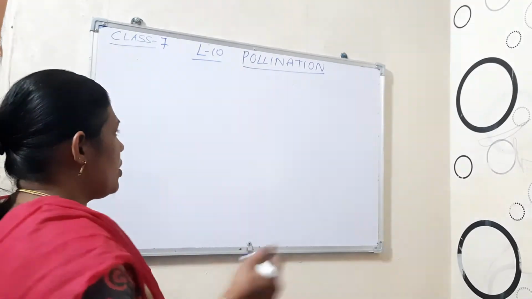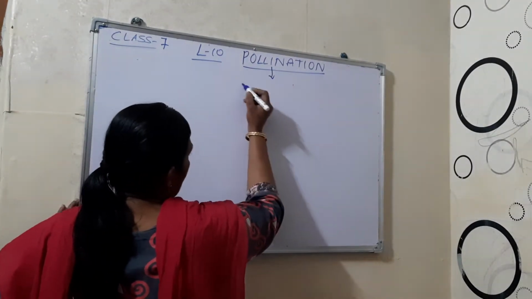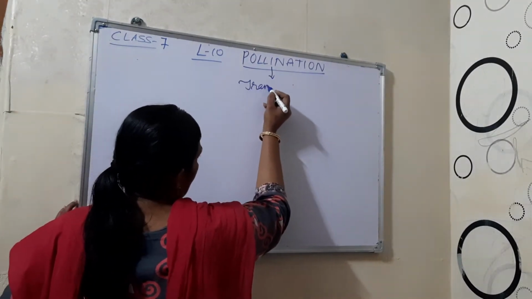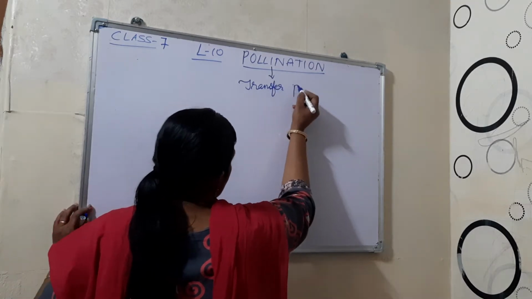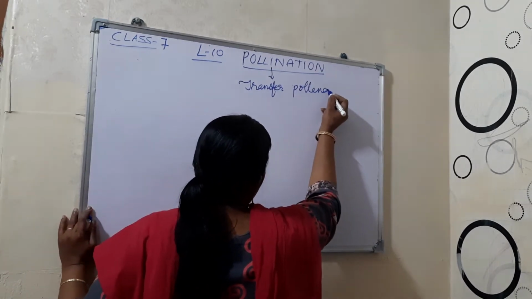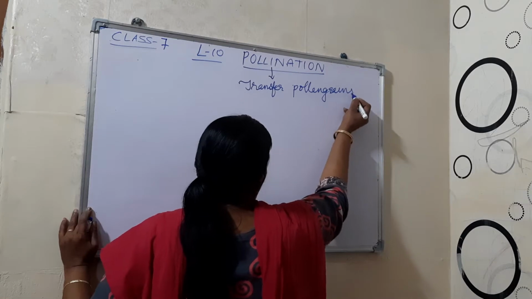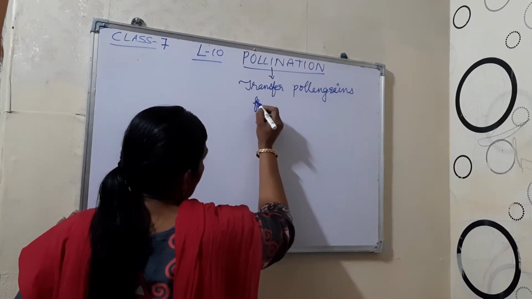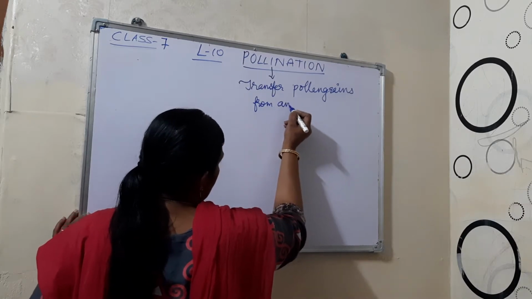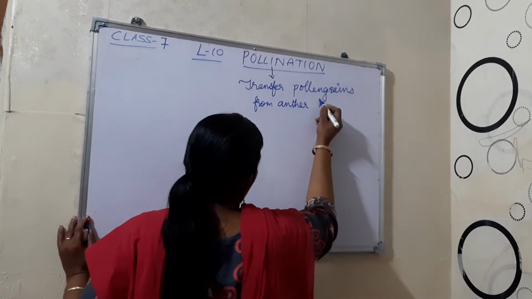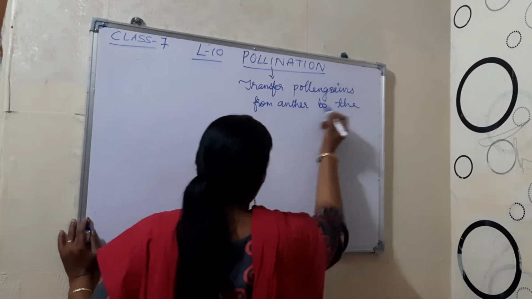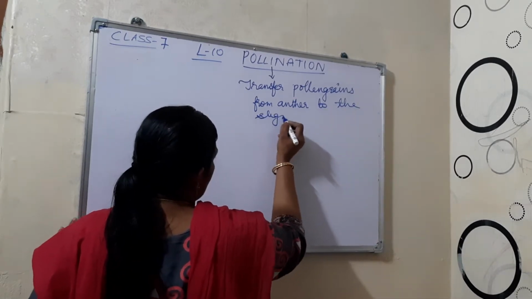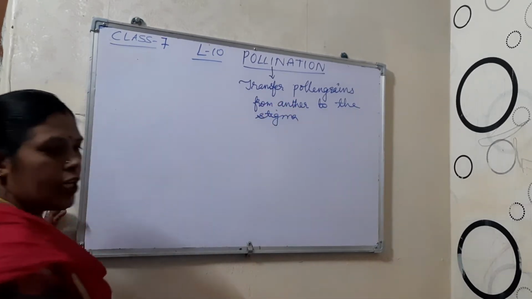Okay. So pollination is the transfer of pollen grains. The pollen grains contain the male gametes. Okay, pollen grains from the anther, because they are present in the anther, to the stigma. To the stigma. Okay, that is known as pollination.